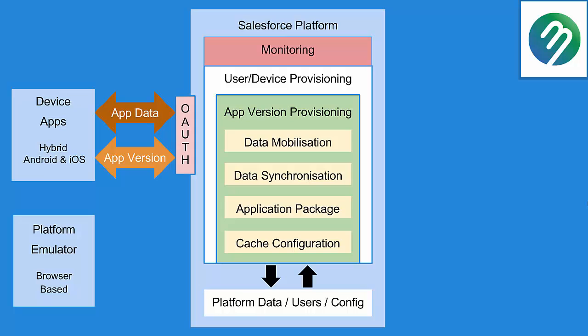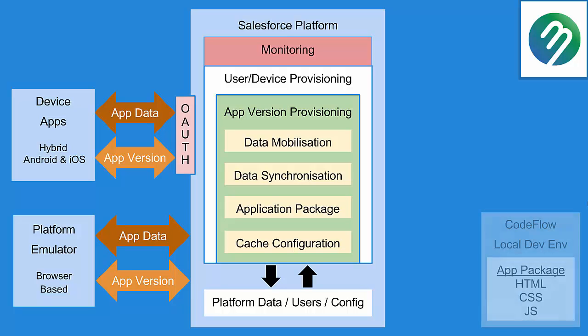Before we get to this step, it would be very handy to be able to see what the users are going to see before we deploy, and so for that MobileCaddy has a platform emulator. This is a browser-based emulator and is exactly the same as the device apps, except we don't need to OAuth in. So when we run that up, we'll pull in the particular version of the app we're running and then synchronize the data. That allows us to see not just how the data is working, but also how the UI looks in various viewports.